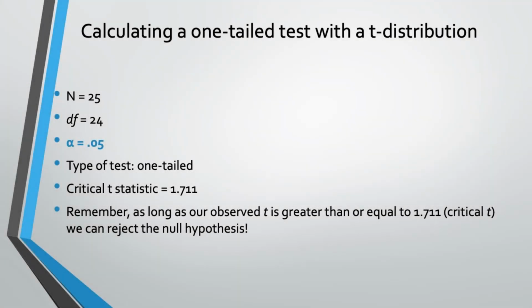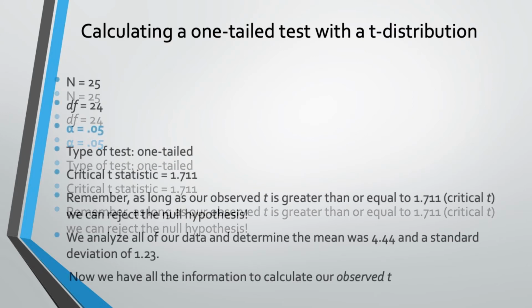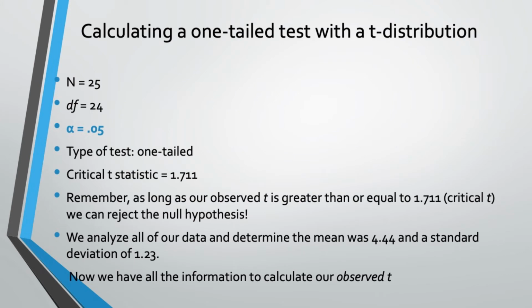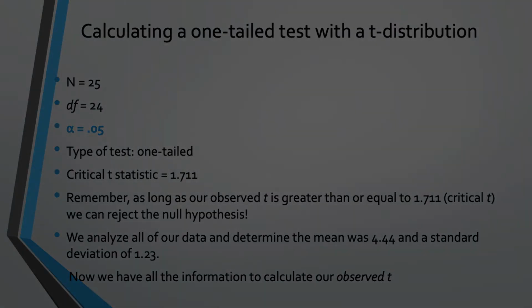And again, as long as our observed t statistic is greater than or equal to our critical t that we just looked up in the table, which was 1.711, then we can reject the null hypothesis. So we analyze our data with our sample of 25, we calculate the average, and we find that this average is 4.44, and we get a standard deviation of 1.23. Now all we have to do is plug that into our equation.